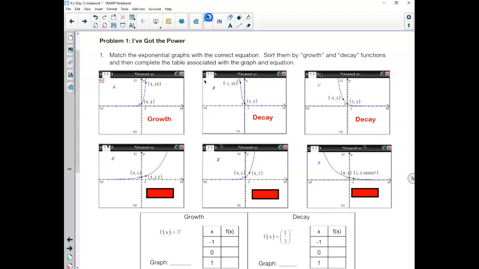The fourth one down here, it's not going up nearly as fast as the one above it, but it's growing, so it's a growth. This other one is going up faster than this one and slower than that one, but it's still growth. And the last one is going down, right? And so it's a decay.